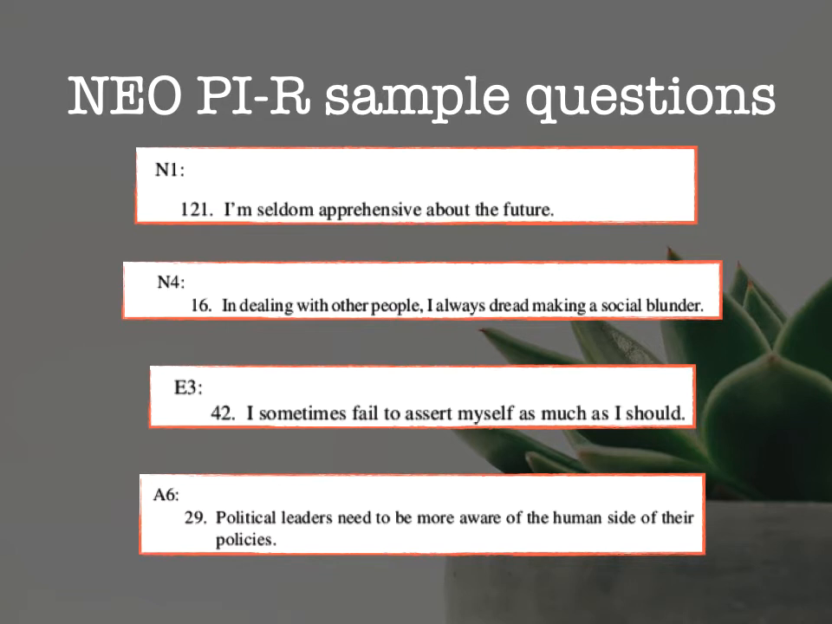So for example, if a client were to read the first sample question, "I'm seldom apprehensive about the future," the client could rate it from strongly disagree to disagree, or could be on the other end of the 5-point Likert scale, maybe strongly agree or agree. So again, all of the questions or items of the NEO-PI-R will be rated on a 5-point Likert scale. These are just a few sample questions for the NEO-PI-R.